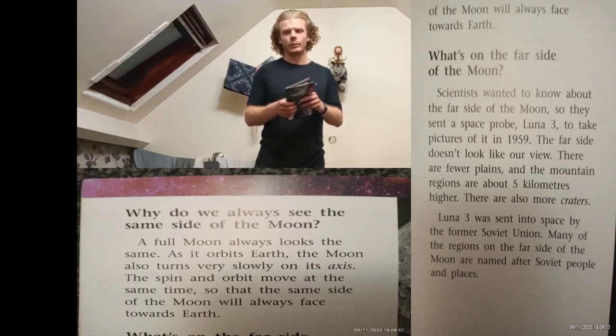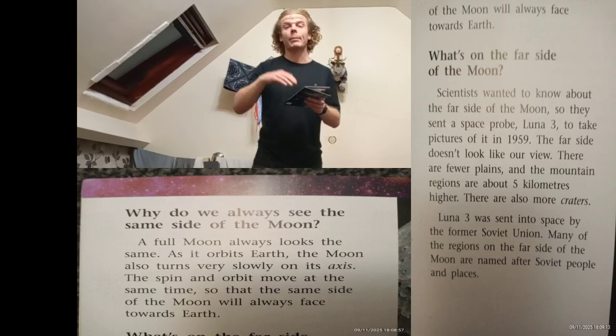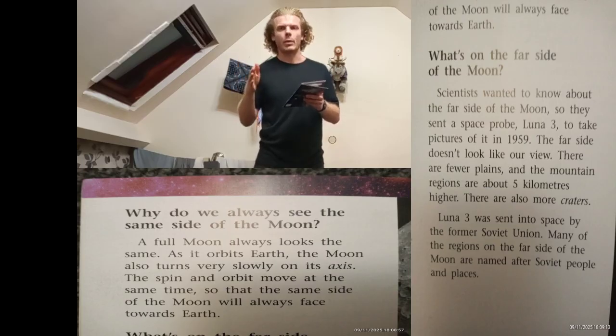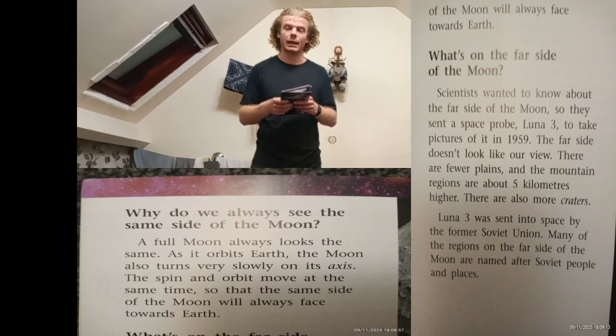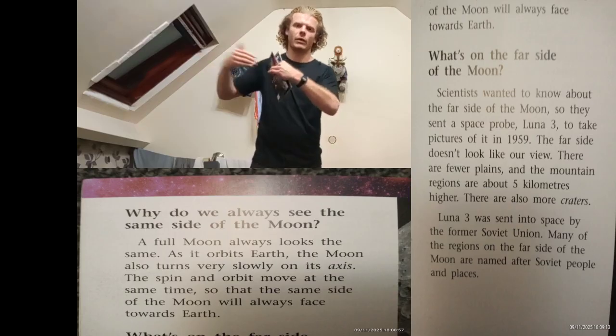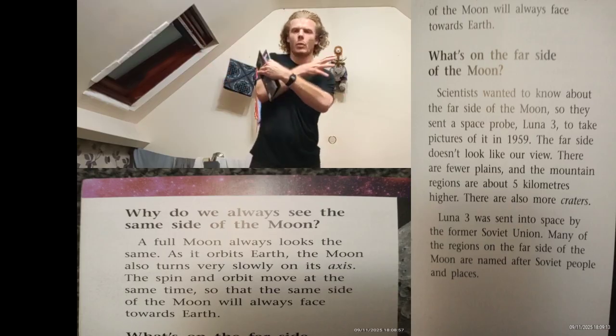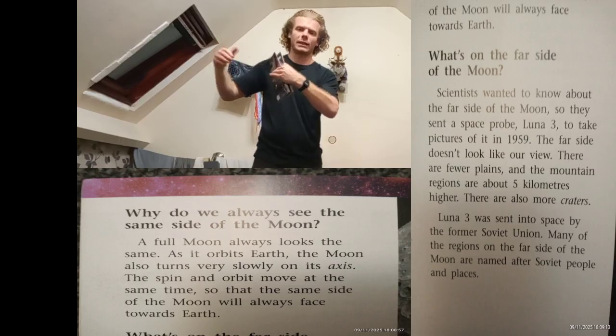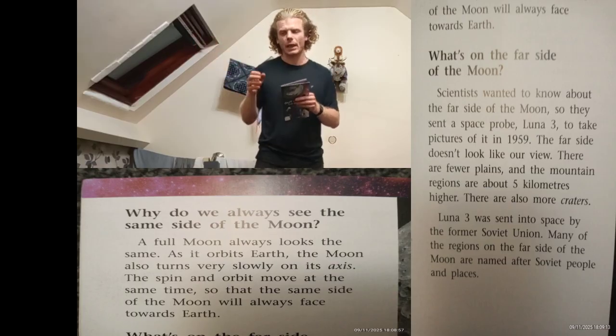The far side of the moon. The far side of the moon is basically the same as the side pointing to the Earth, but there are fewer plains and the mountain ranges are up to 5 kilometers higher. There are also more craters, because that is the side where asteroids can come in, whereas on the Earth-facing side they cannot. So on the far side of the moon, there are more craters.